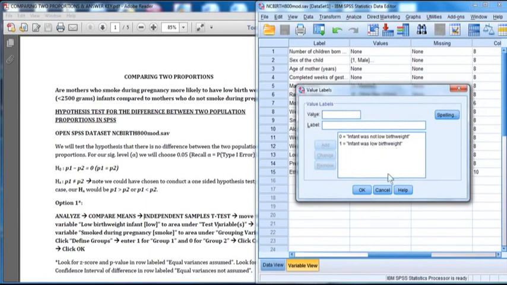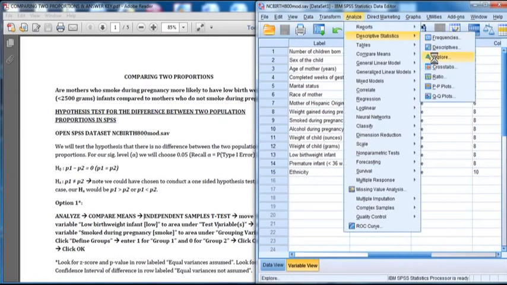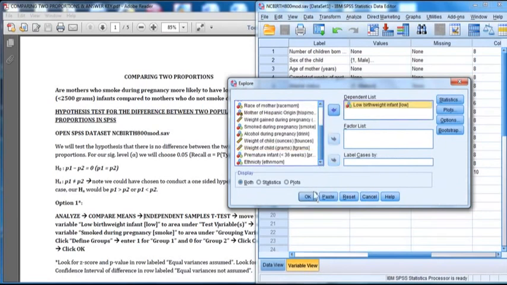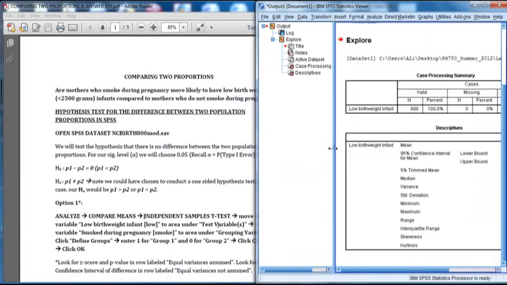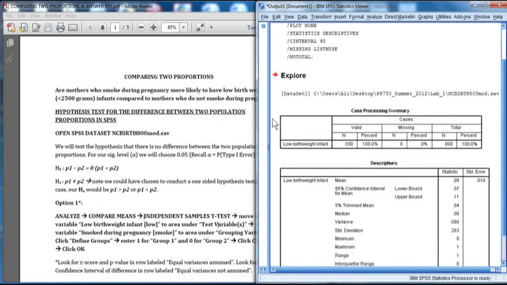So if we were to ask SPSS to calculate the mean for low birth weight infant, the mean value that it would provide would be the probability of 1, or the probability of the outcome designated by 1, which in this case is low birth weight. So this is telling us that 9% of our sample are low birth weight infants.